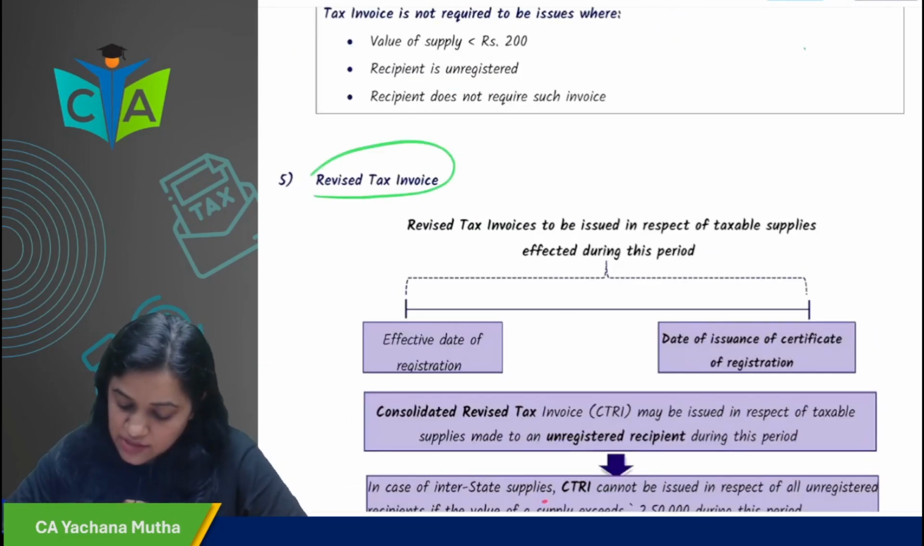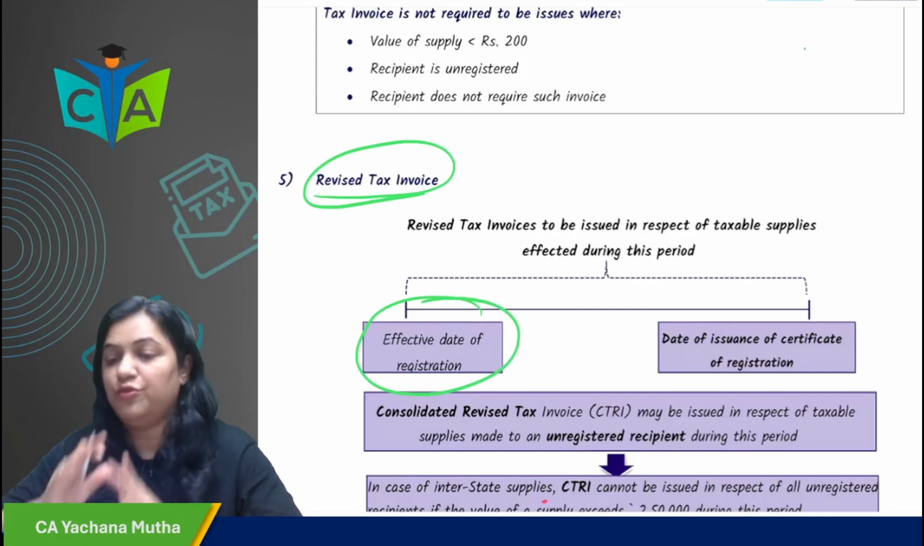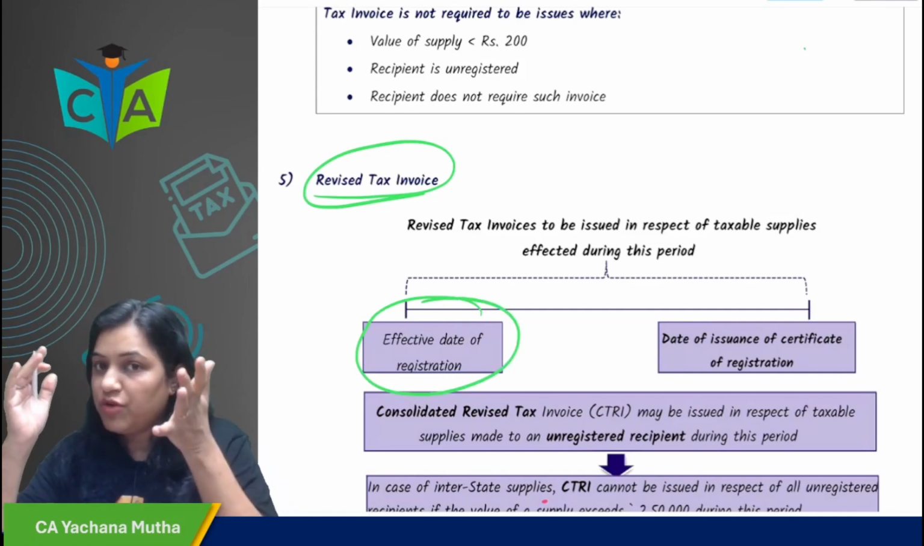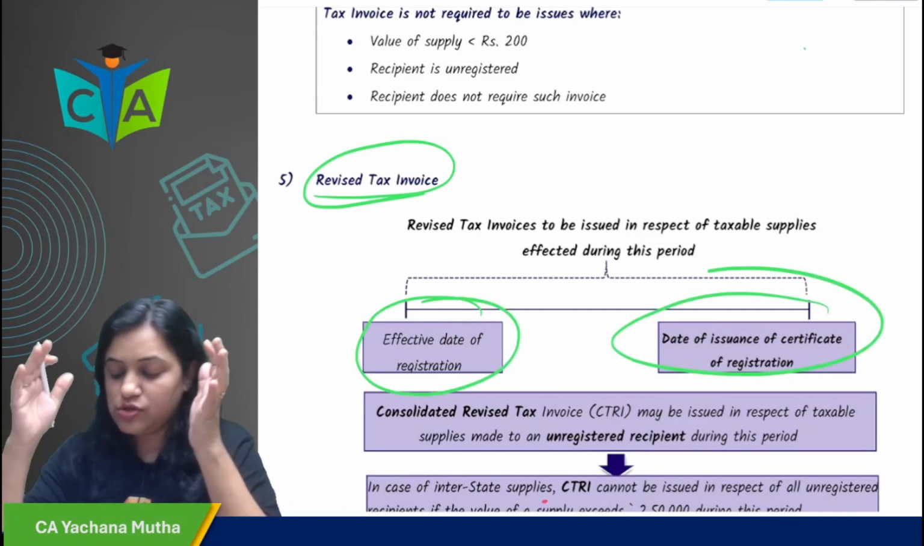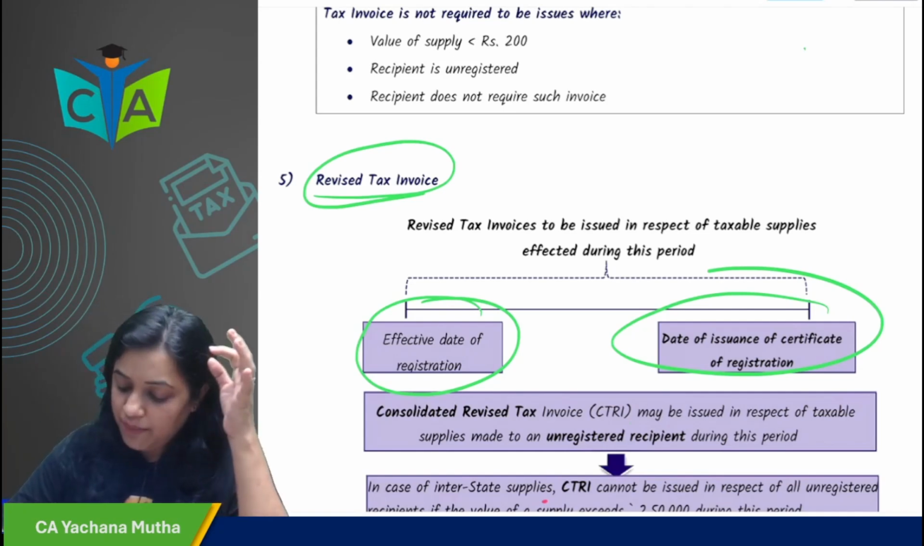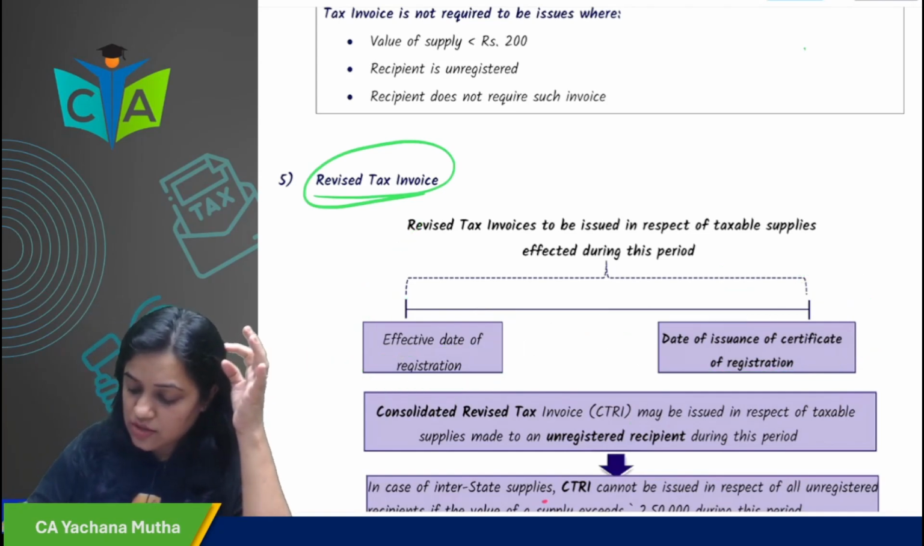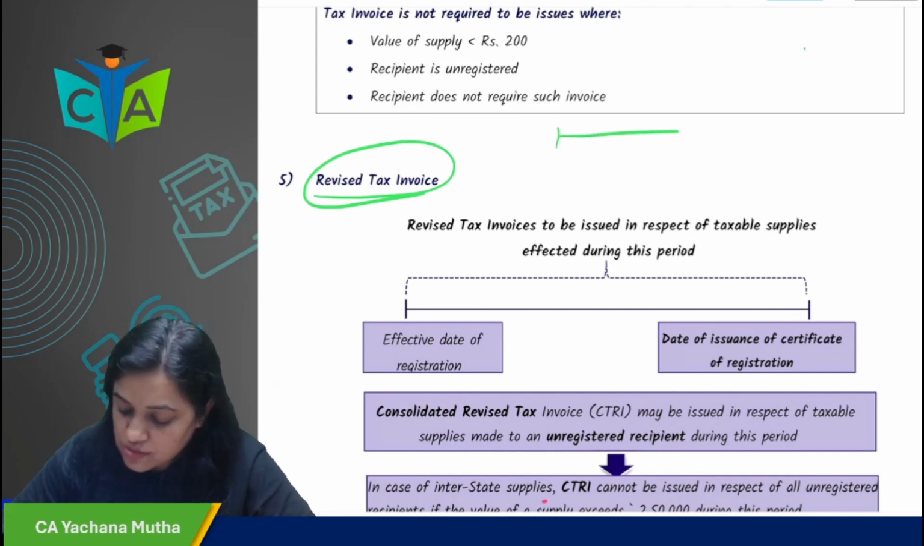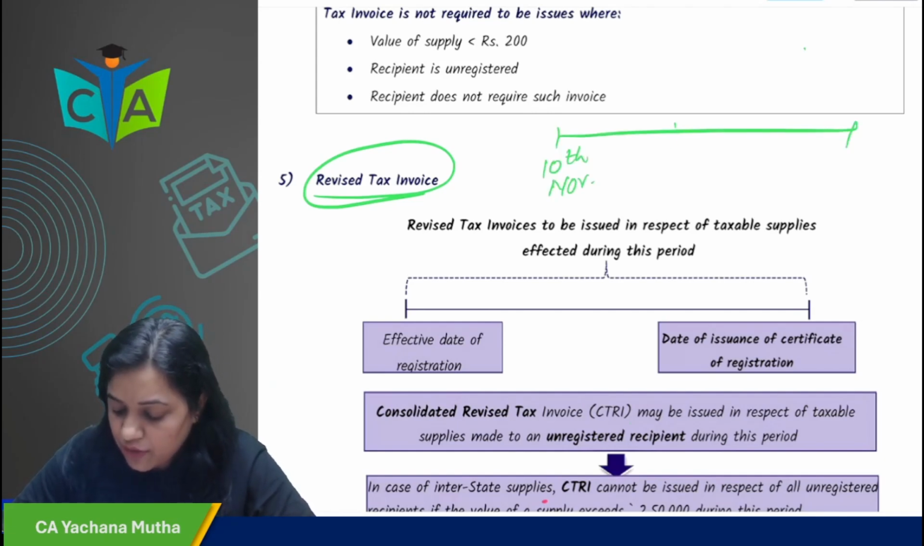Next is the revised tax invoice. For which intervening period do we issue it? From the effective date of registration till the date of issuance of the registration certificate. For example, you become liable for registration on, say, 10th of November. You apply for registration on 15 November.